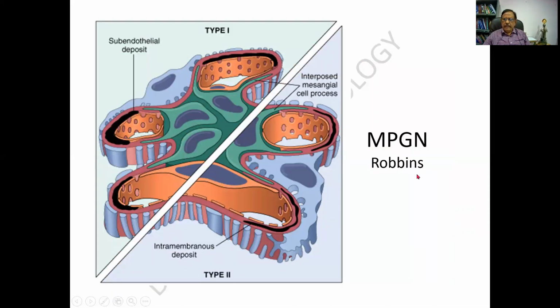So, a beautiful diagram from Robbins, again a recollection. In type 1, there is a subendothelial deposit. Endo means inside, subendothelial. And in type 2, I find that there will be a dense deposit disease right in the middle, and there is a normal basement membrane on either side.